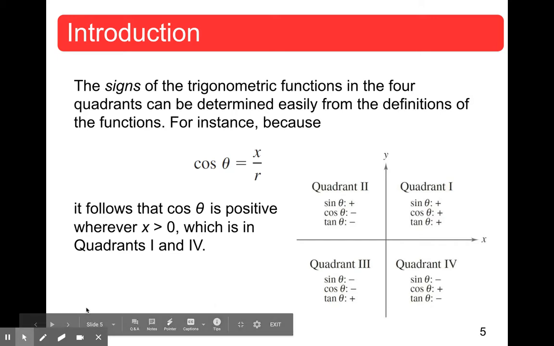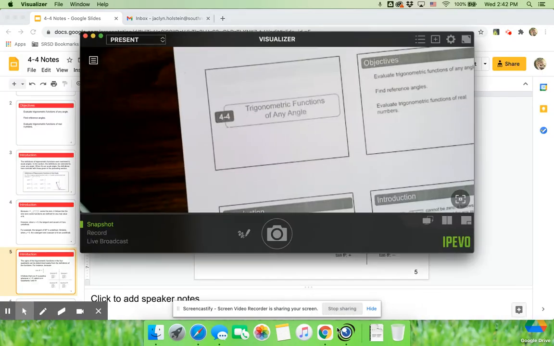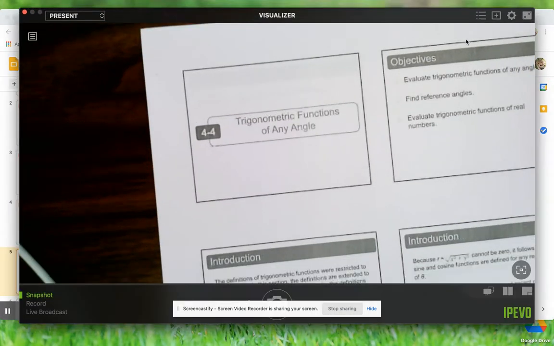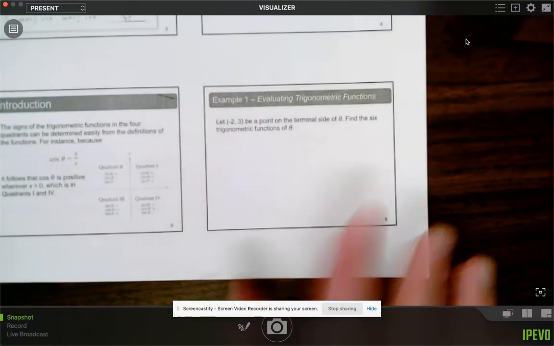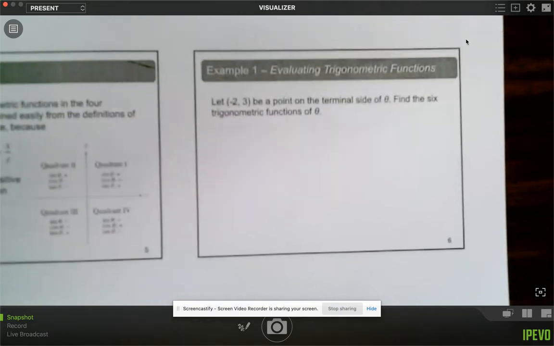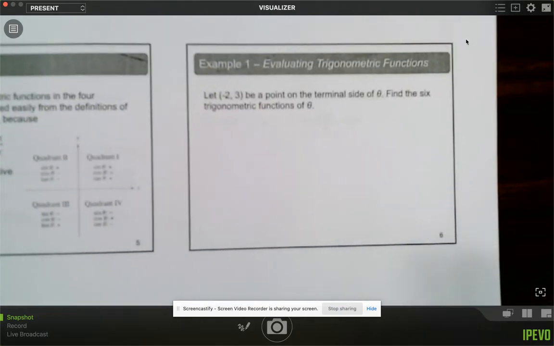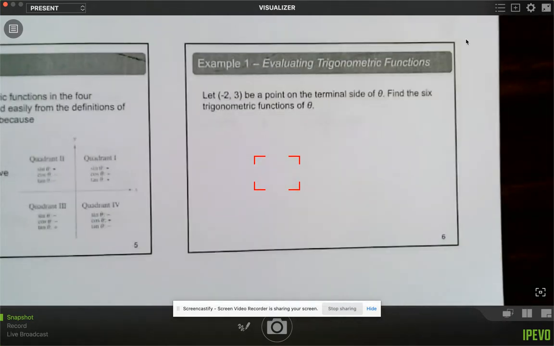Okay. So now I'm going to switch from our Google Slides over to my .cam. Okay, and we are going to talk about example 1. It says let negative 2, 3 be a point on the terminal side of theta. Find the 6 trig functions of theta. Okay, so let me make that so it's not so blurry.